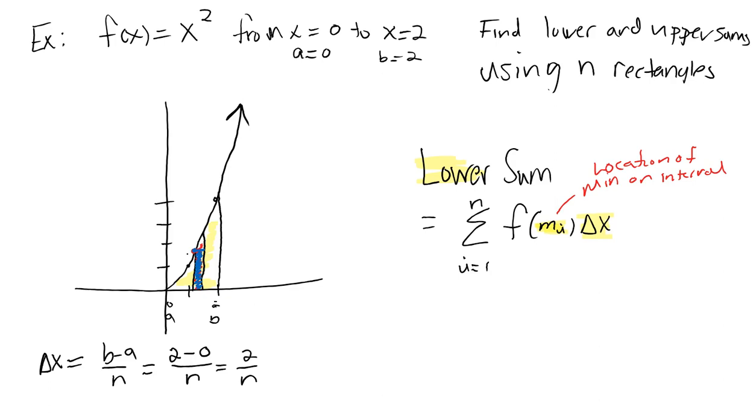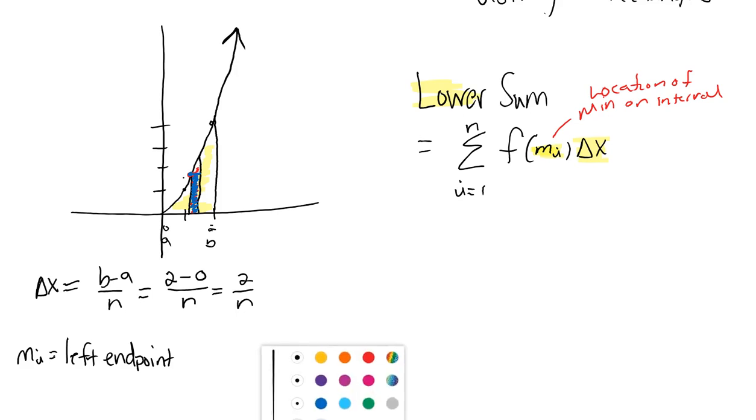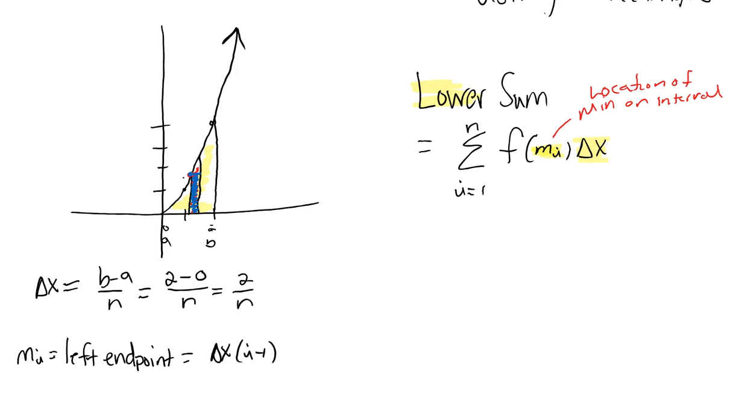So that left endpoint is going to give me the lowest height in the inscribed rectangle. So my mi, that should be lowercase mi. For this example, I'm going to use the left endpoint to get that minimum value on the interval. So previously, I gave you a formula for the left endpoint, and that formula for the left endpoint was delta x times i minus 1.